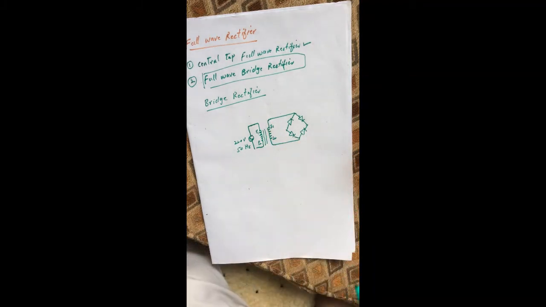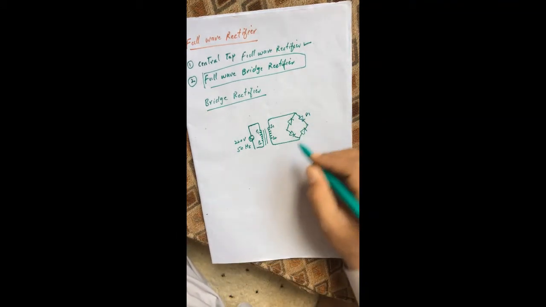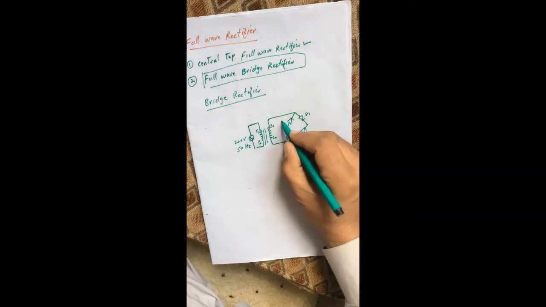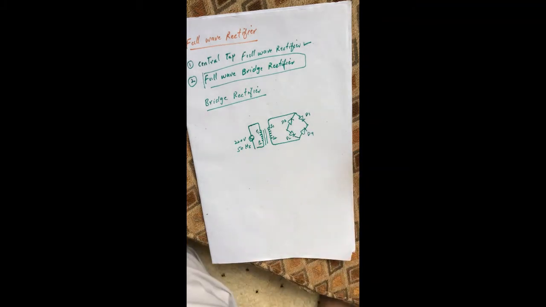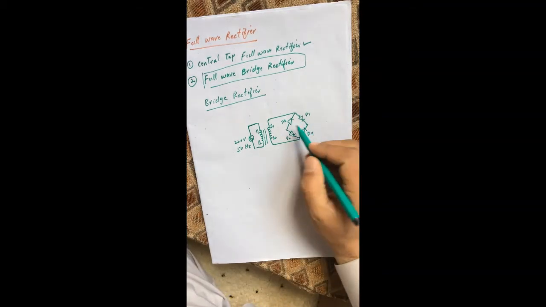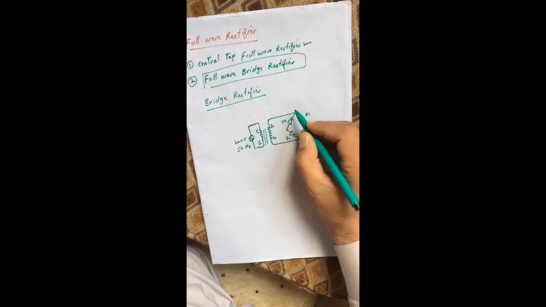Now we use 4 diodes here, and this is the circuit diagram. I call this one D1 and this is D2, I call this D3 and this D4. The 4 diodes form the shape of a bridge, so that's why it is called a bridge rectifier. Now we have 4 points to be discussed here.